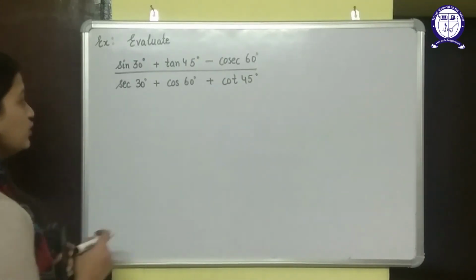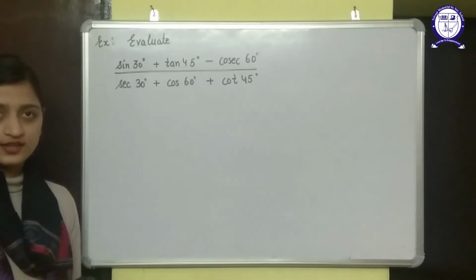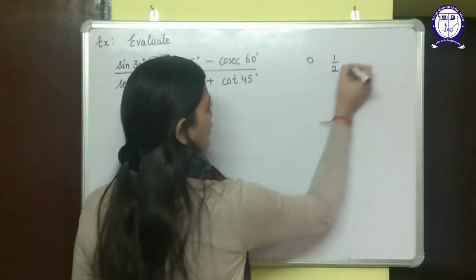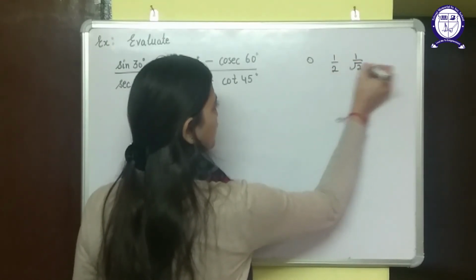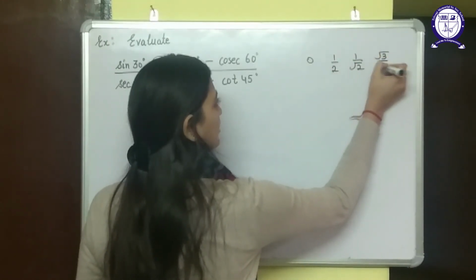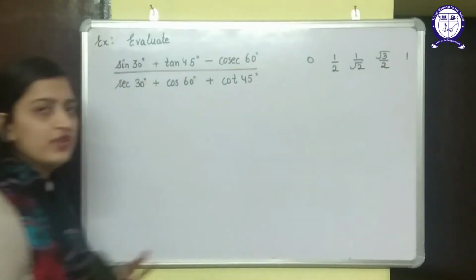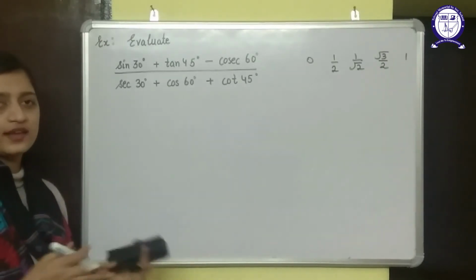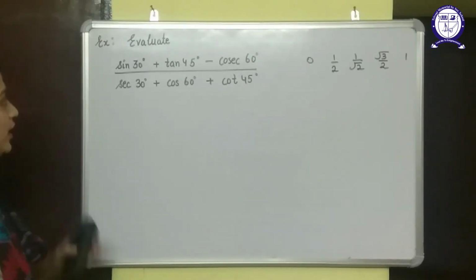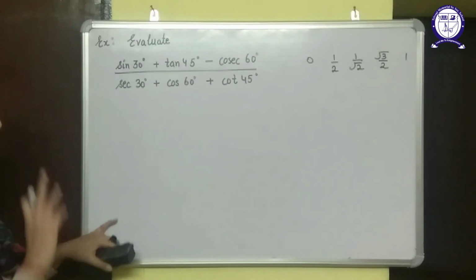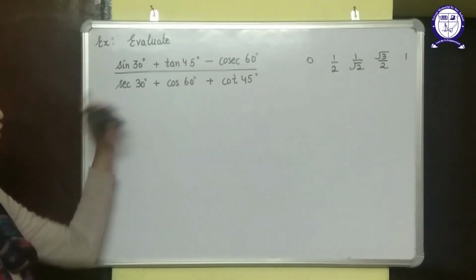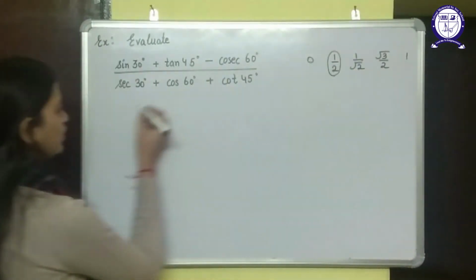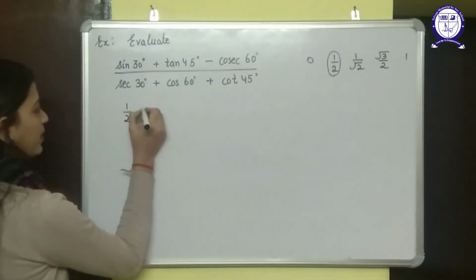So let's put the values. First of all, the value of sine 30: you can write it as 0, 1 upon 2, 1 upon root 2, root 3 upon 2 and 1. This is the table of sine, and I have remembered only this line because I can derive the others very easily. Now with the help of this line of sine, I can put the value of sine 30. Sine 30 is 1 upon 2 plus.